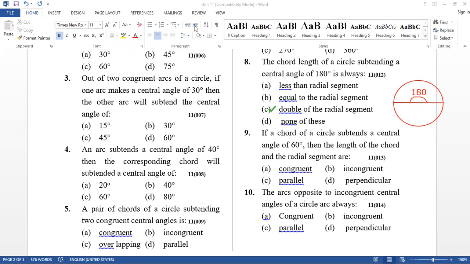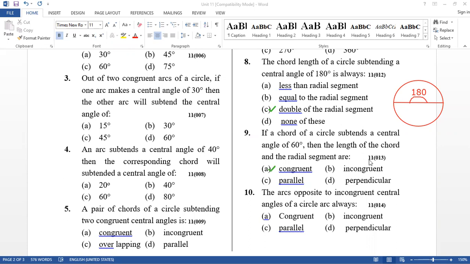Once again, it is very similar to the first two MCQs of this same exercise that we have already discussed, because a chord subtending a central angle of 60 will make an equiangular or equilateral triangle. Consequently, the length of the chord will be equal to the radial segment. So the question was about the chord and the radial segment, and both will be equal or congruent.